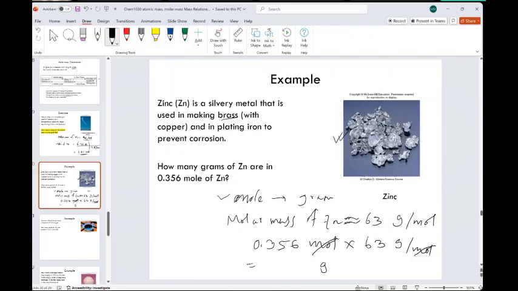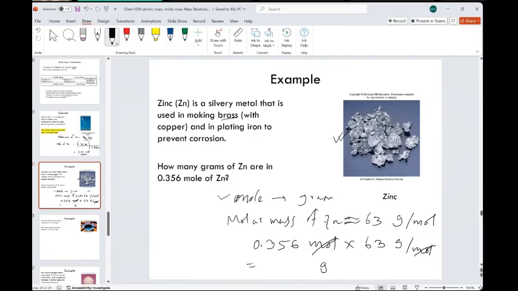Very easy. Just we have to understand when to multiply and when to divide. When we go from mole to gram, we multiply the molar mass with the mole given. When we want to go grams to mole, we divide by the molar mass to the given gram.